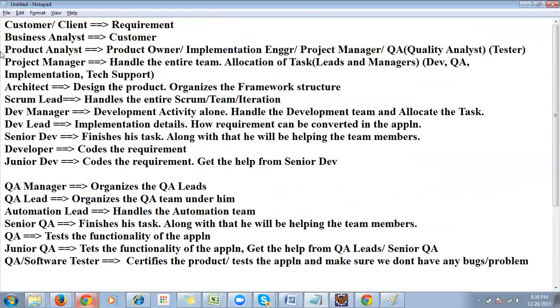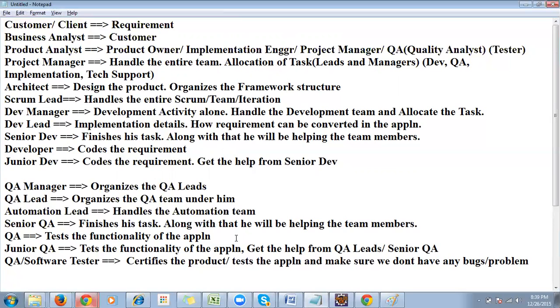So these are the main members that we will see in the software industry. Again, we will see some other information also, so right now we will start with these members. Now I'll go to the next level. We understood the members.